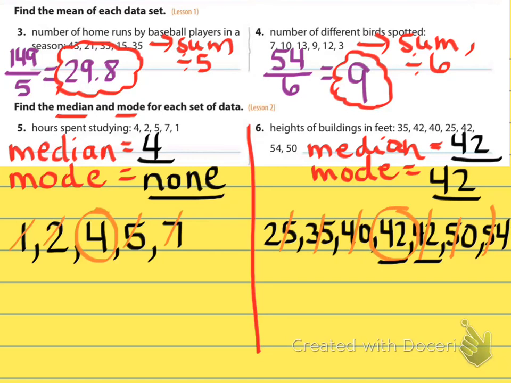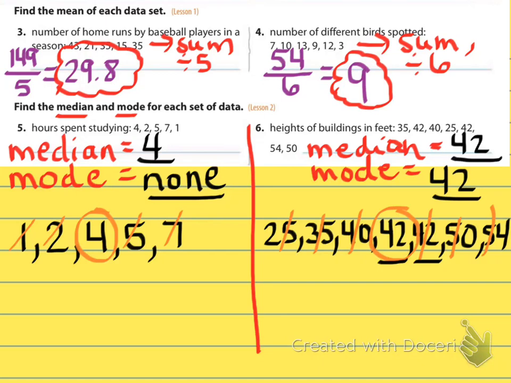Now, in the list for number 5, once you have the numbers in order least to greatest, you can quickly tell if there are any numbers that repeat or not. In this case, there is no mode because there aren't any numbers that repeat.